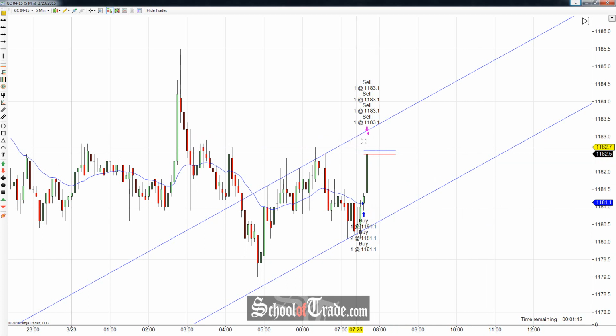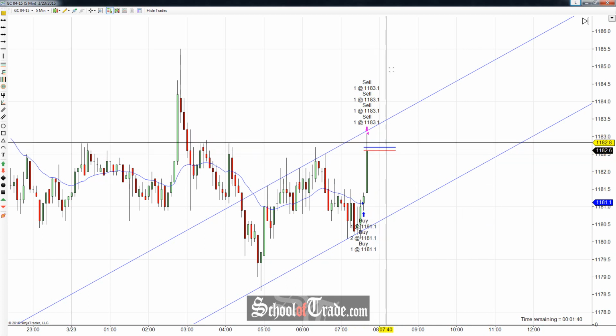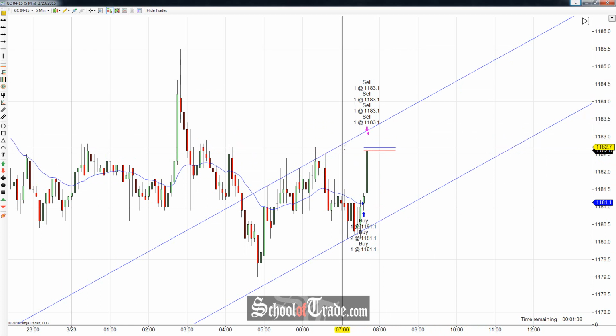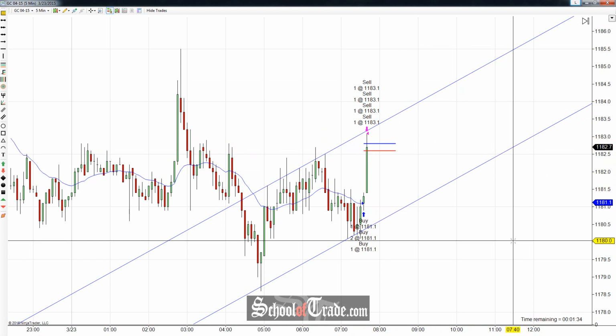Again, we may stall a little bit here and pull back, but the likelihood of them going through these highs, especially if we close past 82.7 or so, is pretty likely. But either way, we're done with the trade. So beautiful one, 80 ticks on the trade.